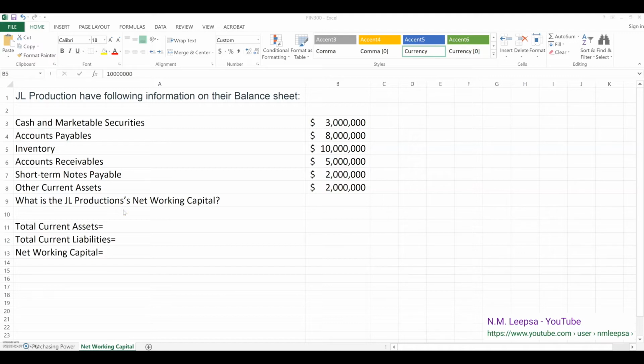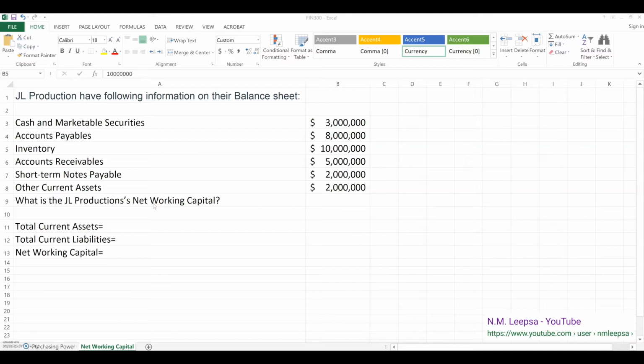So those who are not sure about what is net working capital, or those who are new to this concept, let me just tell you that net working capital is the difference between the total current assets and the total current liabilities. When you talk about the concept called working capital, it refers to the short term or the current assets necessary to run a business on a daily basis.